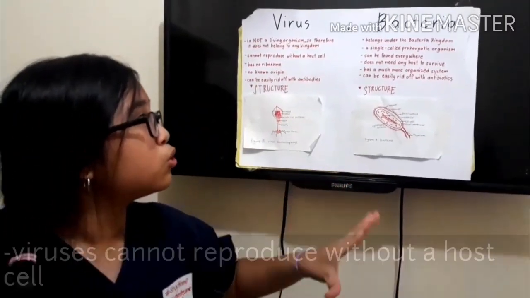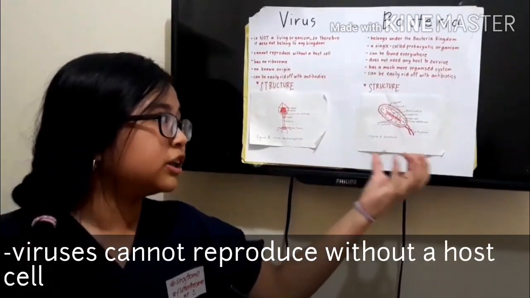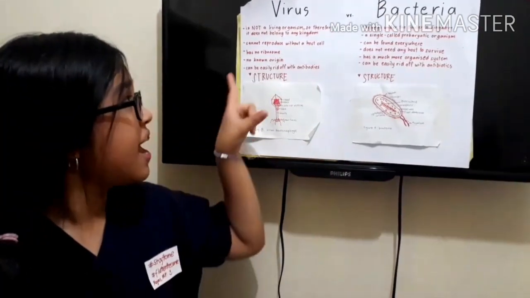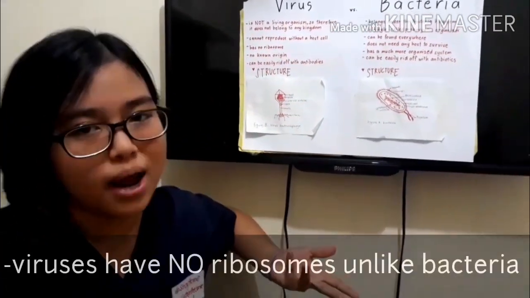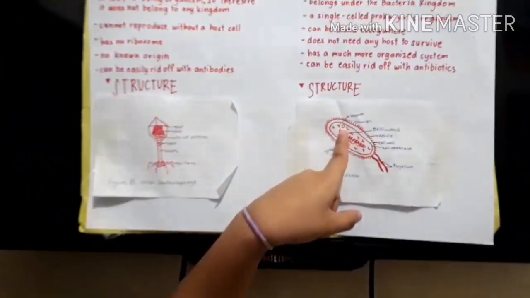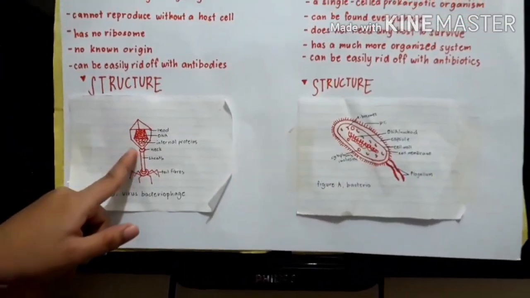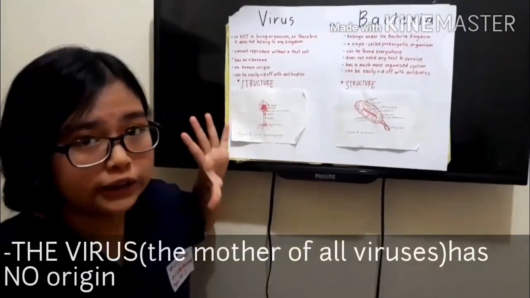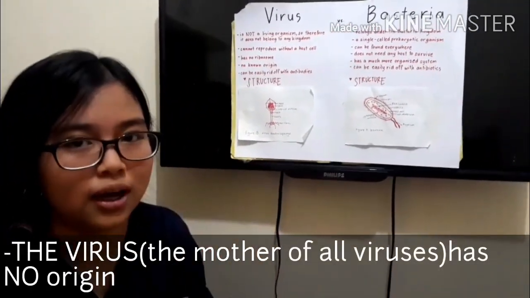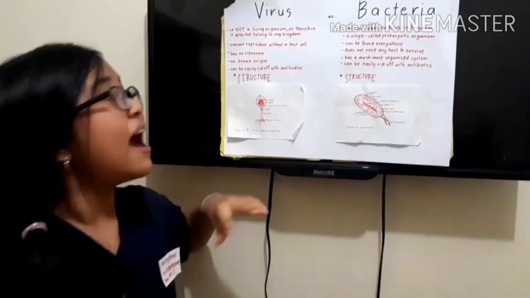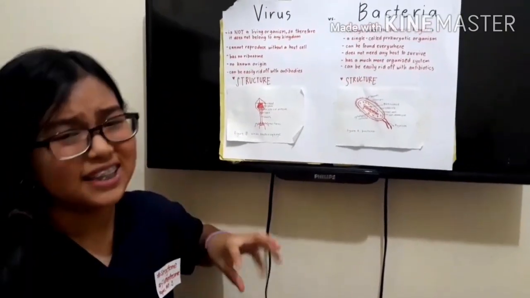Anyway, viruses cannot reproduce without a host cell, unlike bacteria, which can thrive by itself. I will be explaining this more later. And viruses, they have no ribosomes. See? Ribosome here, but here, ribosome no. And viruses, they have no known origin. The virus, not the Ebola, the HIV, the SARS, no. The virus, the ultimate virus, the mother of viruses, has no exact origin.